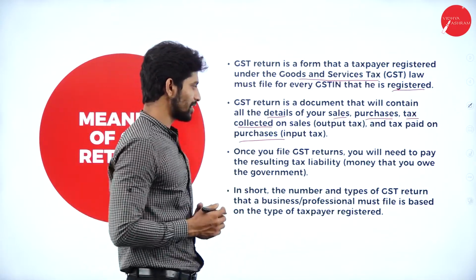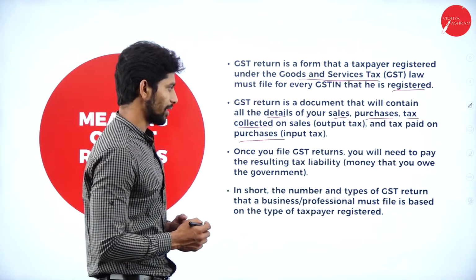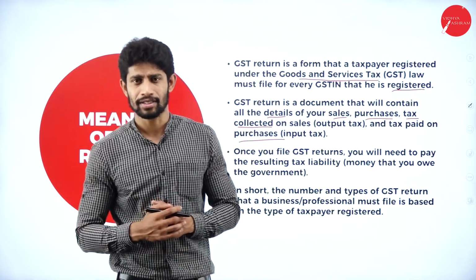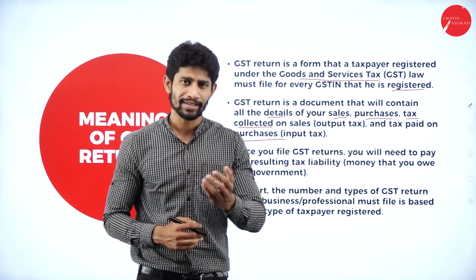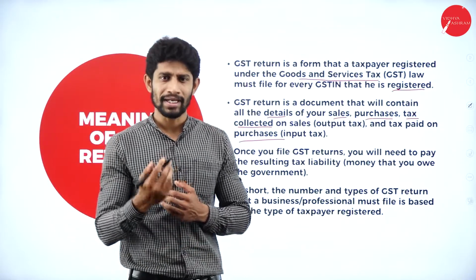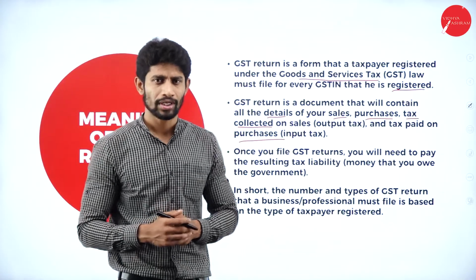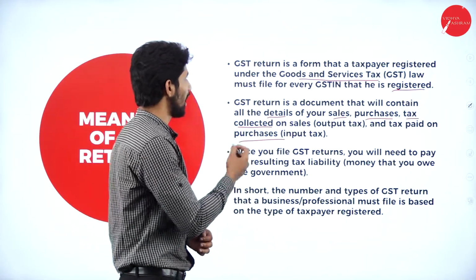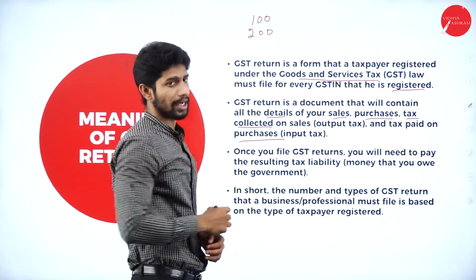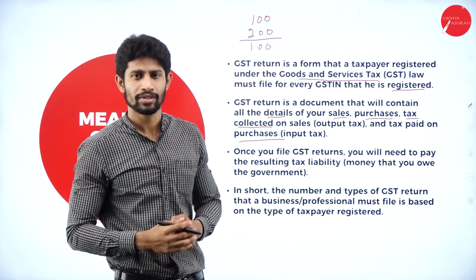Next, once you file the GST returns, you will need to pay the resulting tax liability, that is money that you owe the government. Yes, once you file the GST return, obviously you have to pay the tax to the government. So what is the tax you are going to pay? Output tax minus input tax, whatever the balance you get, that balance you are supposed to pay to the government. Let us say you have 100 rupees as input tax and 200 rupees as output tax. So what is the balance you will get? 100. So you are supposed to pay 100 rupees to the government.